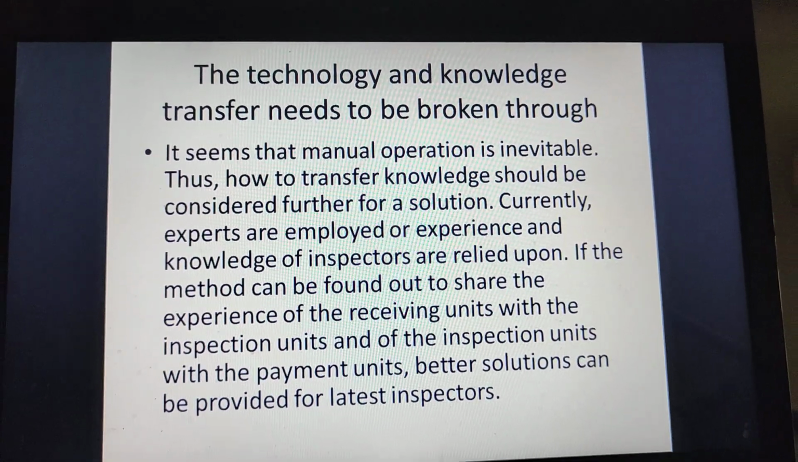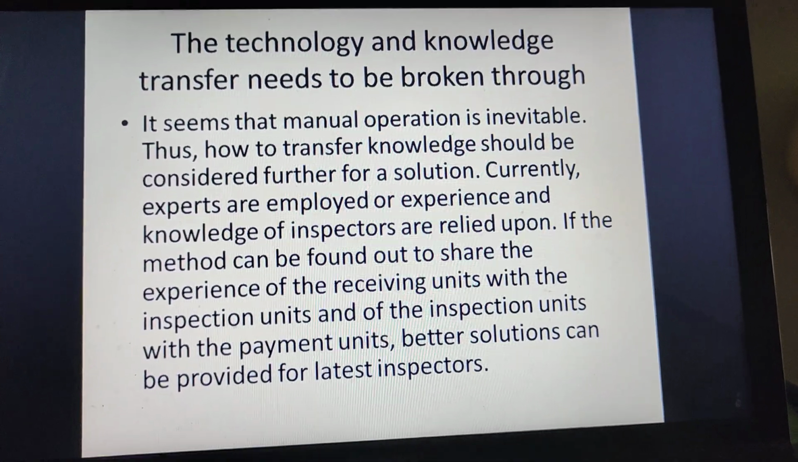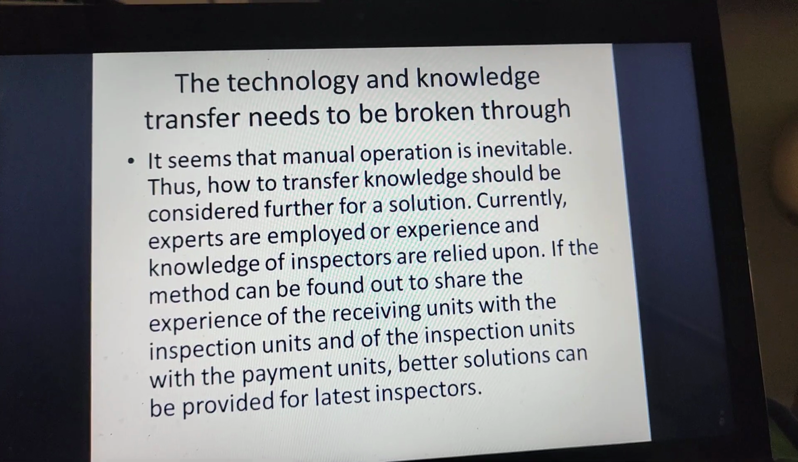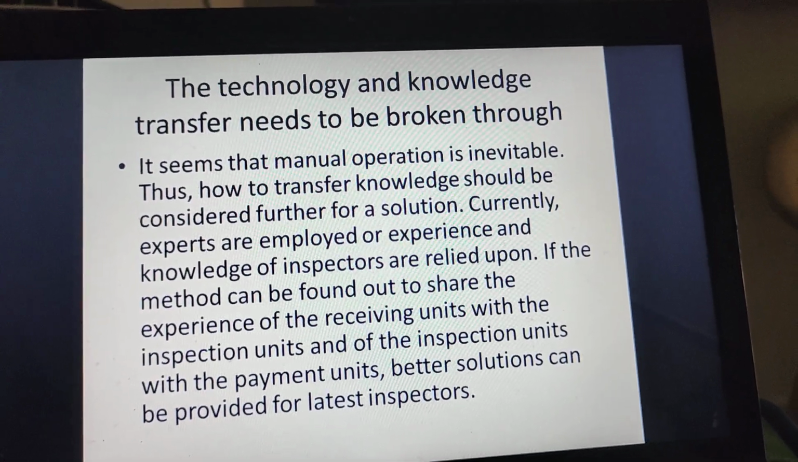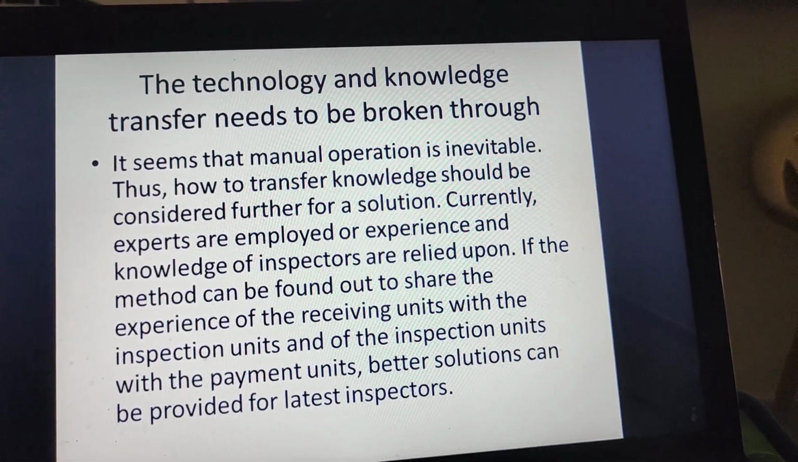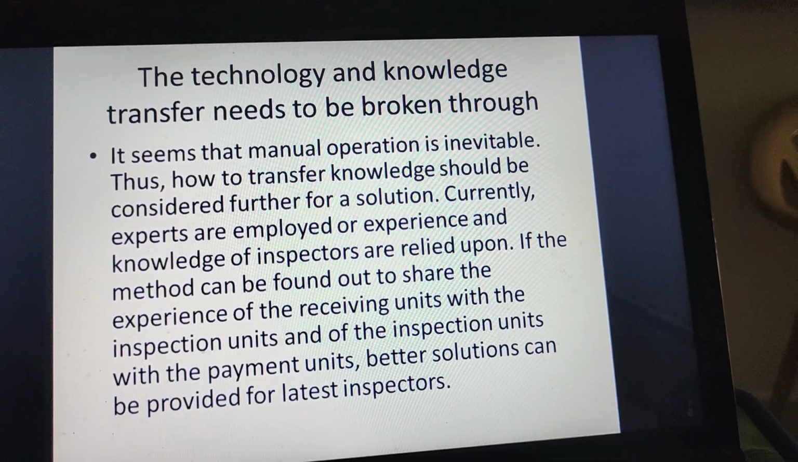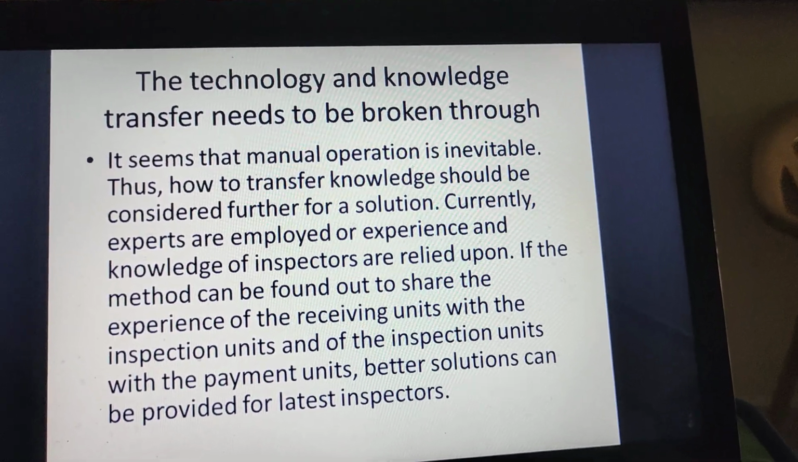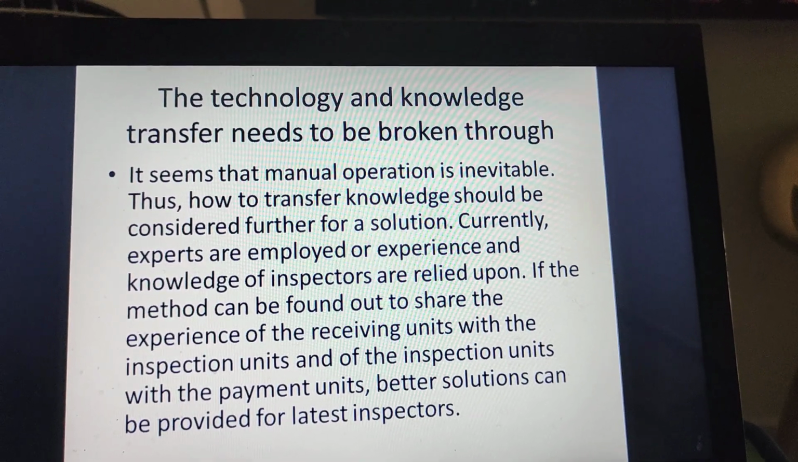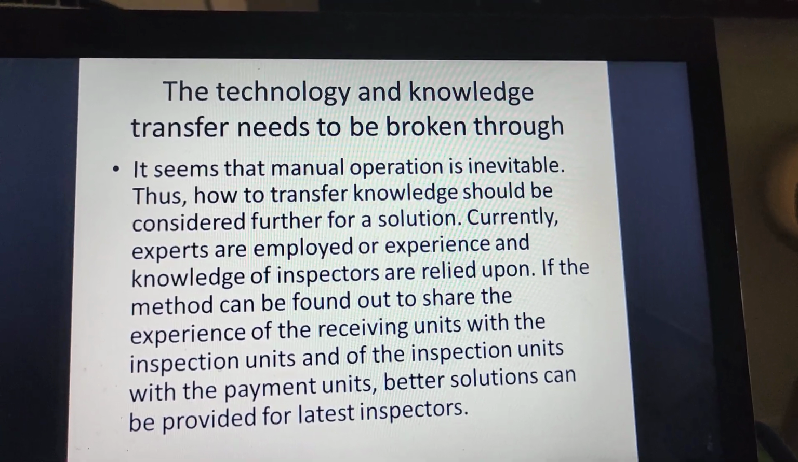Technology and knowledge transfer needs to be broken through. It seems that manual operation is inevitable, and so with the inspection units and the payment units, better solutions can be provided for the latest inspectors. And here it is known how to transfer the knowledge and that it needs to be broken through.